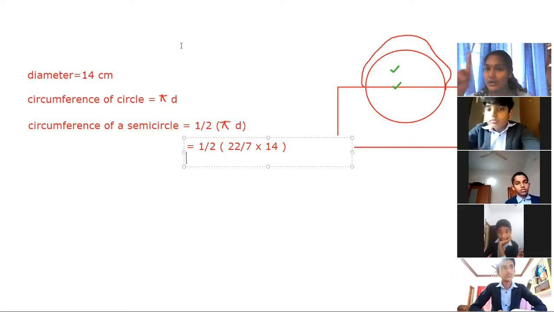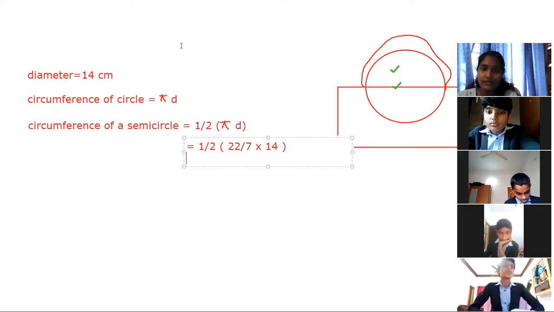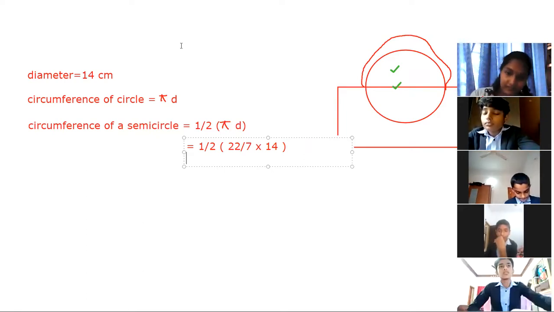This is the circumference of a semicircle. One semicircle's circumference we find using the equation, half of pi d. When we divide the circumference equation of a circle by 2, we get pi d by 2 or half of pi d. Clear? Then substitute the values, do the calculation and tell me the value.